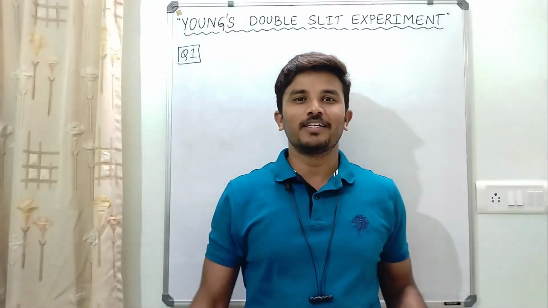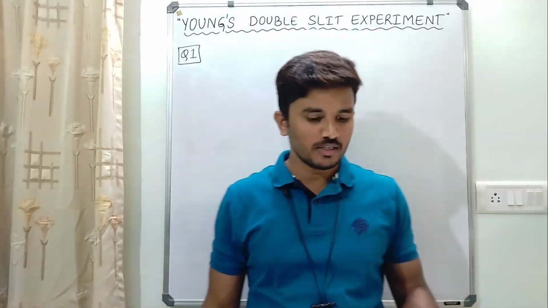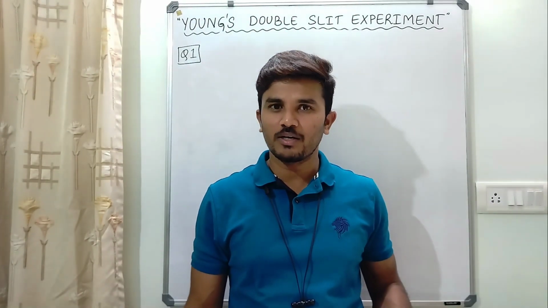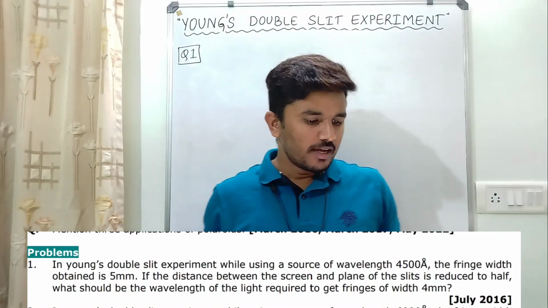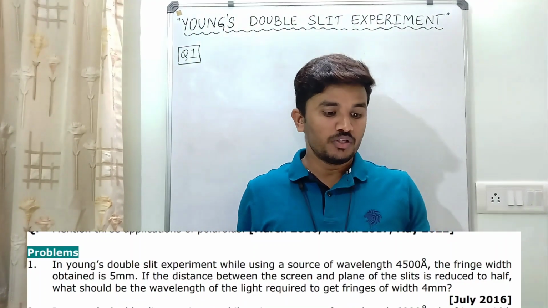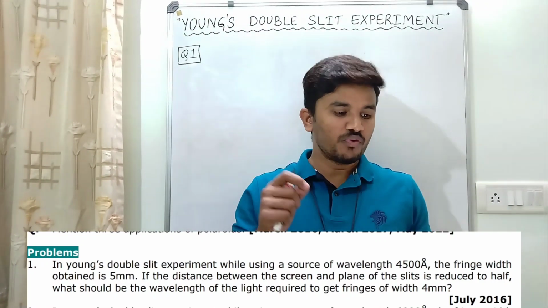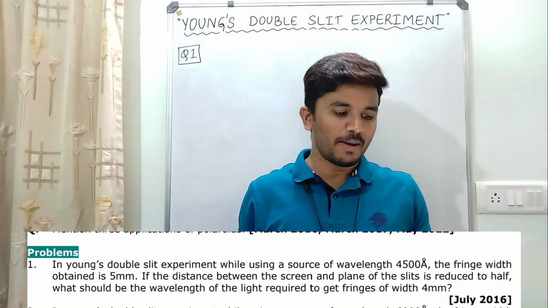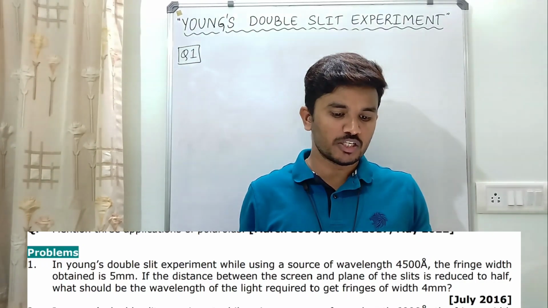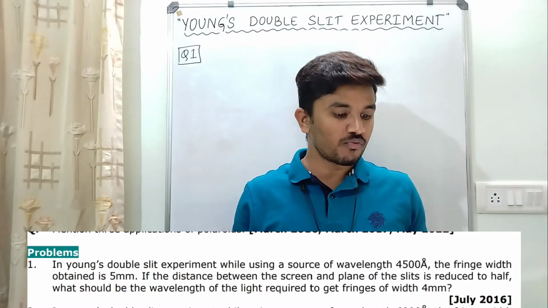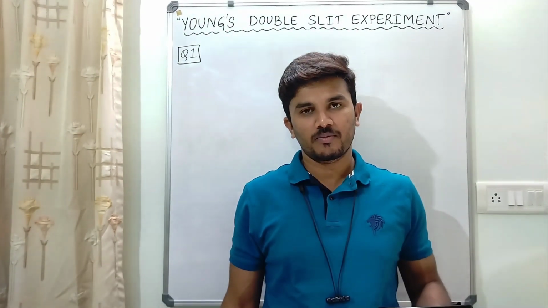Okay, dear students, let us take up solving the first question, which was given in the July 2016 Karnataka board examination. First of all, let me read out the question. In Young's double slit experiment, while using a source of wavelength 4500 angstrom, the fringe width obtained is 5 mm. If the distance between the screen and the plane of the slits is reduced to half, what should be the wavelength of light required to get fringes of width 4 mm?